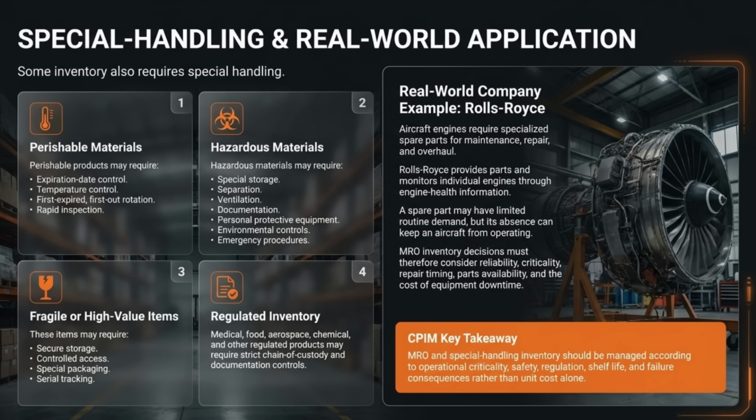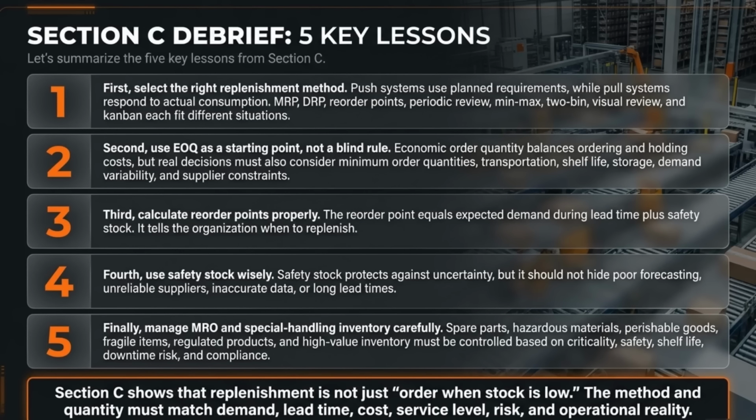CPIM key takeaway. MRO and special handling inventory should be managed according to operational criticality, safety, regulation, shelf life, downtime risk, and compliance rather than unit cost alone. Let's summarize the 5 key lessons from Section C.